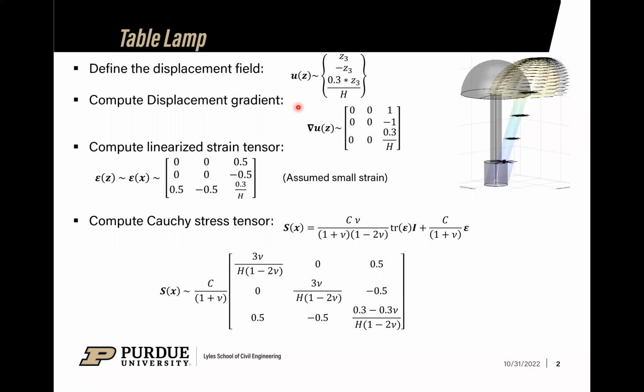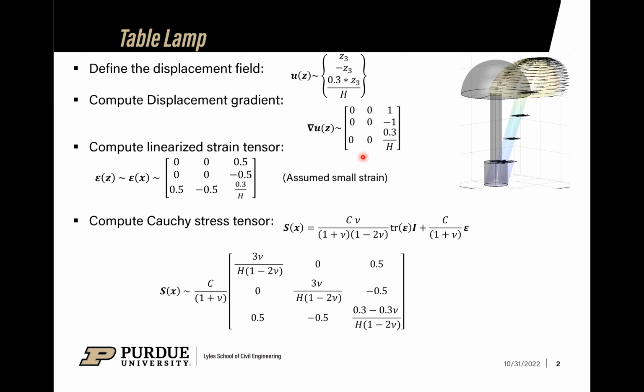So for the displacement field, I have defined a linear displacement field, which is a function of Z3. So it is Z3 minus Z3 and 0.3 Z3 by H. I have added the 0.3 term in the third component here because without the 0.3 term, the displacement field was looking a bit unrealistic. So for computing the displacement gradient, I've simply taken the derivatives of the displacement field with respect to Z1, Z2, and Z3 and come up with this tensor right here.